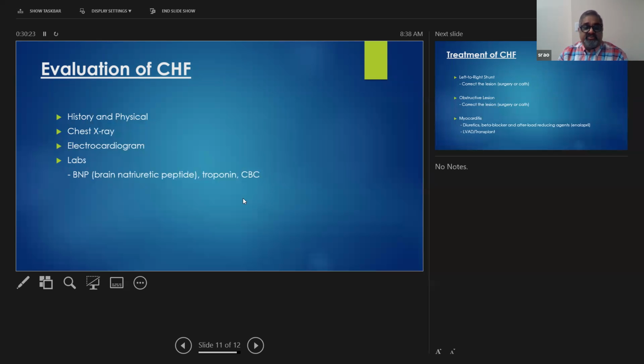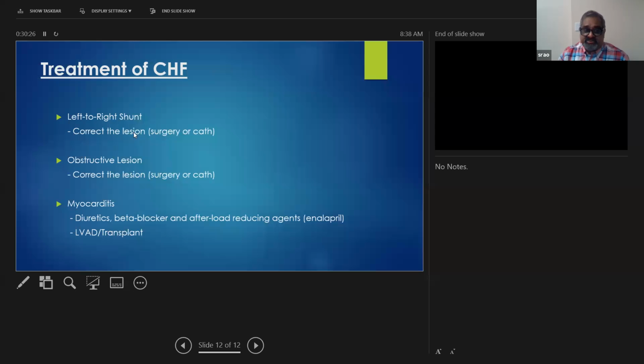So how do we treat these? So of course, if it's a large left or right shunt, we'll correct the lesion, and whether it's VSD, it'll be in the operating room. If it's PDA, it'll be in the cath lab. And same thing for obstructive lesions, whether it's a coarctation or critical aortic stenosis, those are surgery or cath based.